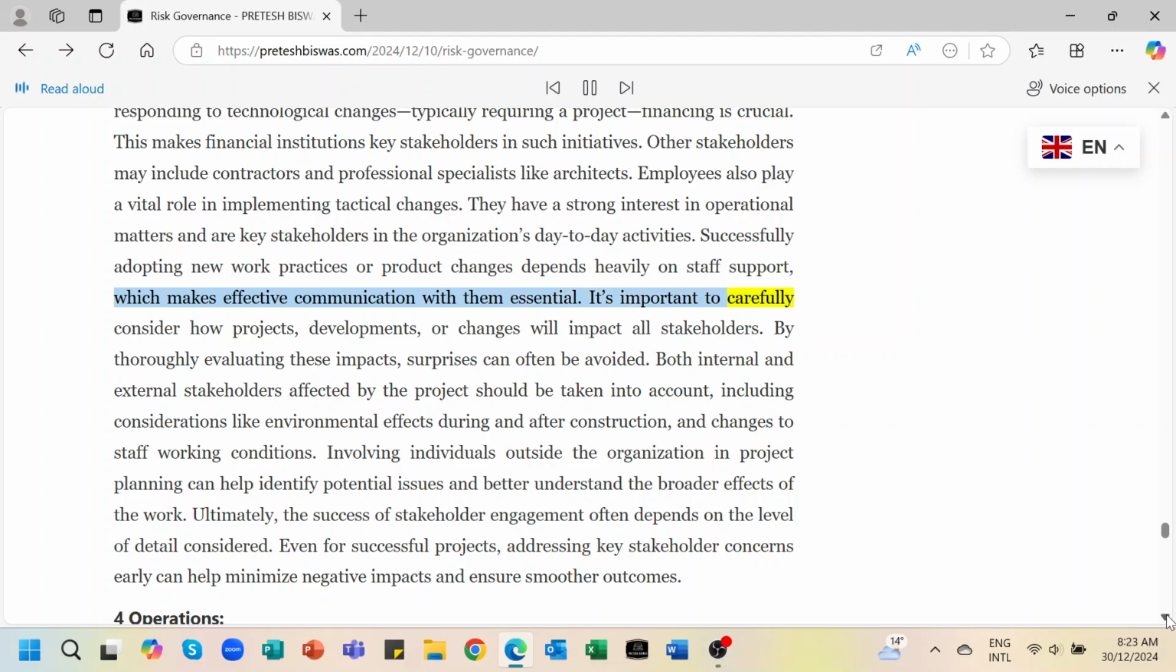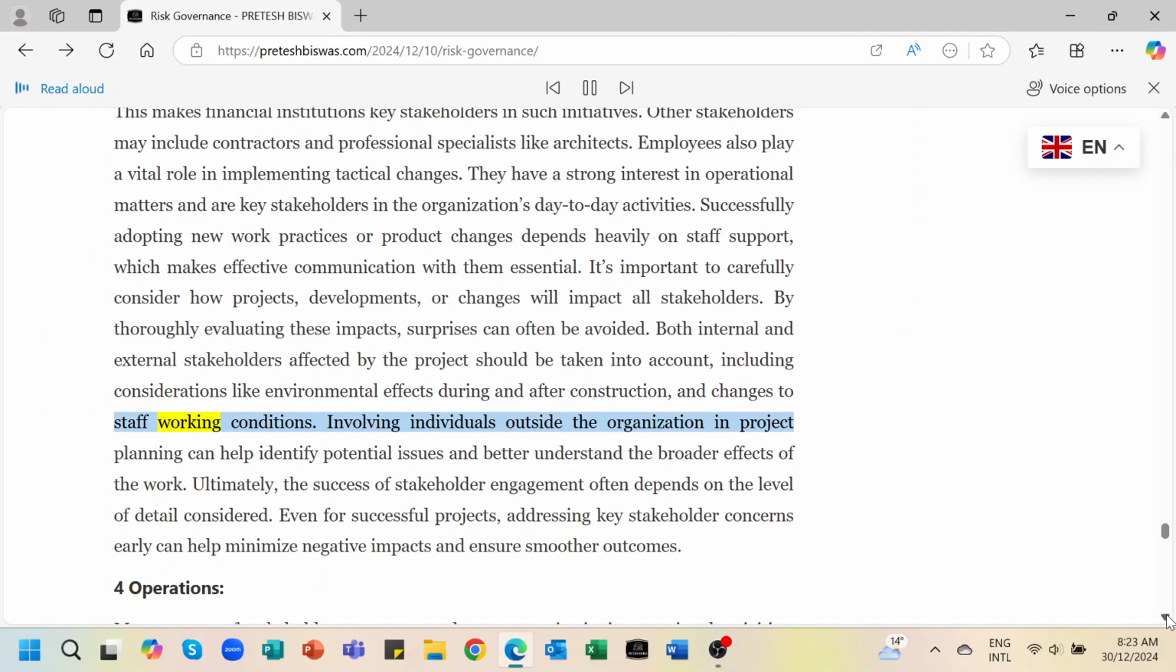It's important to carefully consider how projects, developments, or changes will impact all stakeholders. By thoroughly evaluating these impacts, surprises can often be avoided. Both internal and external stakeholders affected by the project should be taken into account, including considerations like environmental effects during and after construction, and changes to staff working conditions.